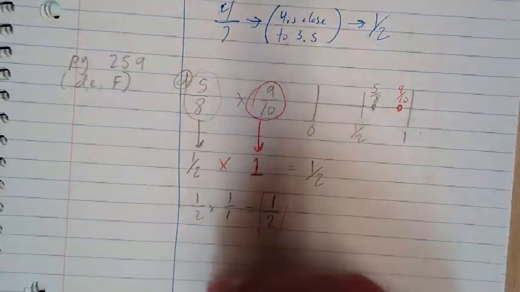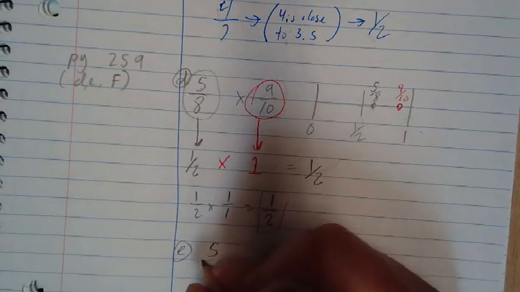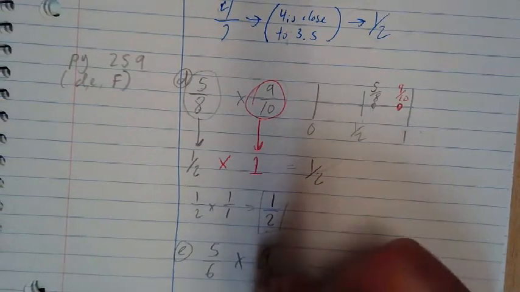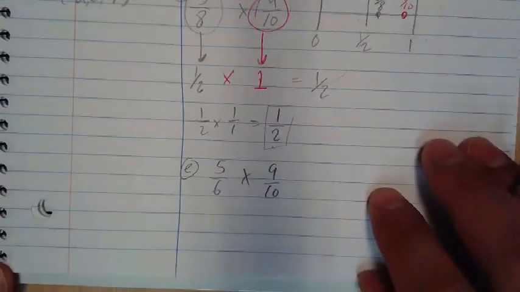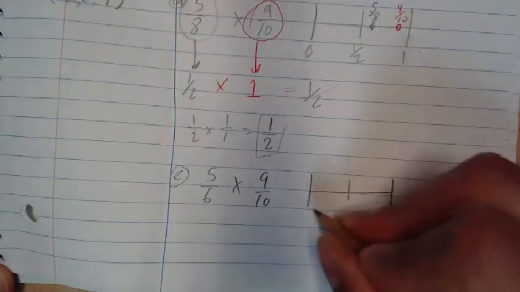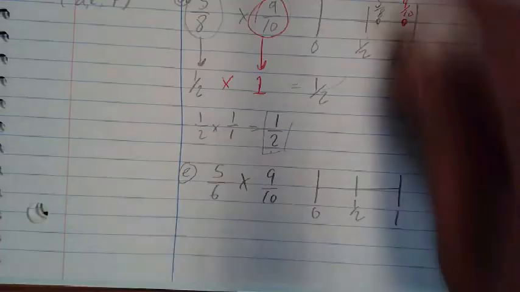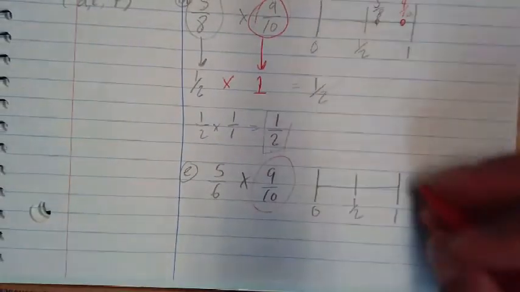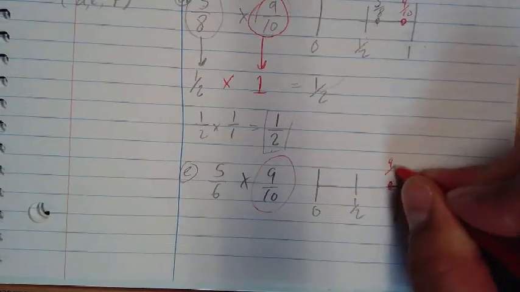All right, so that was letter E, or sorry, D. Letter E. 5/6 times 9/10. Okay, I think some of you might already see where this is going. All right, same idea. I'm going to draw this. If you can do this neatly, that would be even better. Nine-tenths. I've done it before, so I'm going to do this here again. All right.